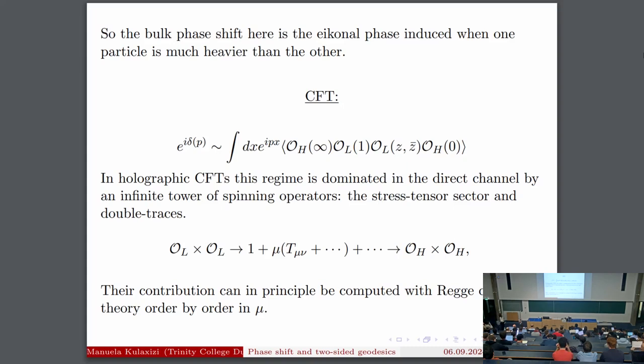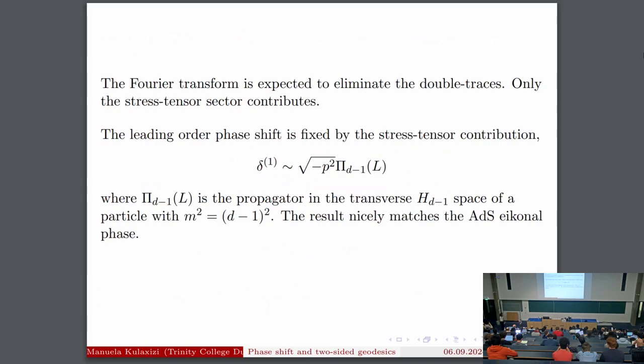That will always be a stress tensor, and of course a lot of double traces of the same spin that accompany that operator when it's exchanged. And so in principle, there is a whole machinery that would allow you to compute this order by order in mu, although in practice, most of the results are for leading order in mu.